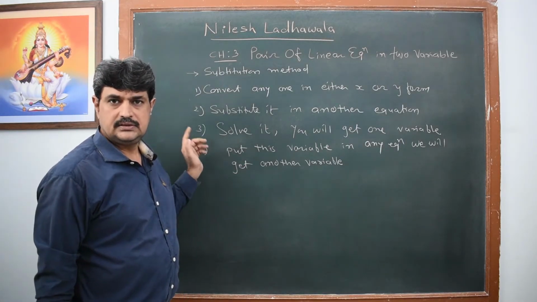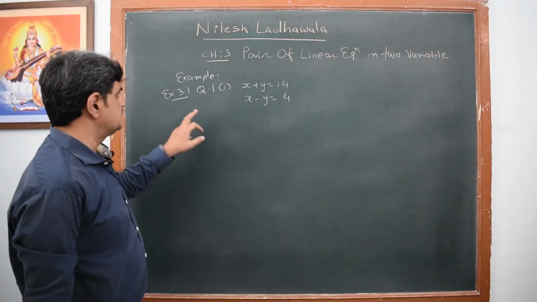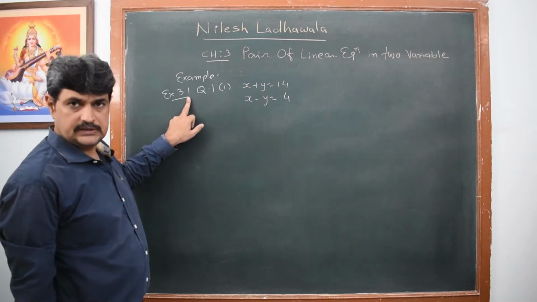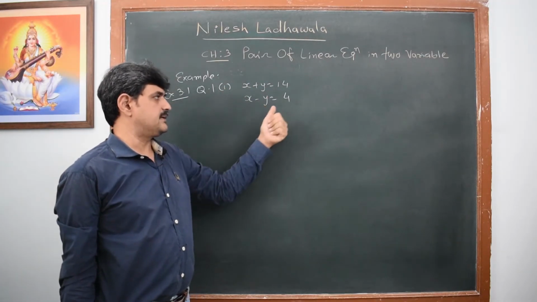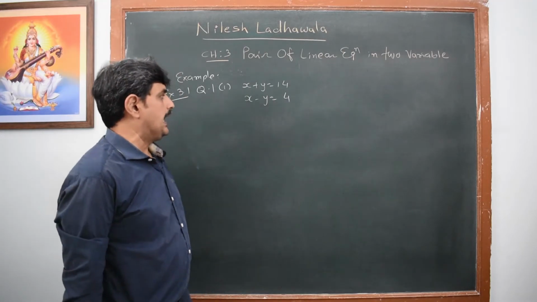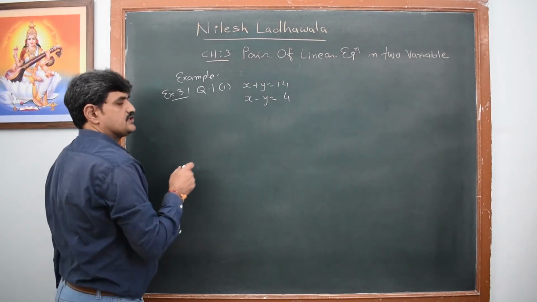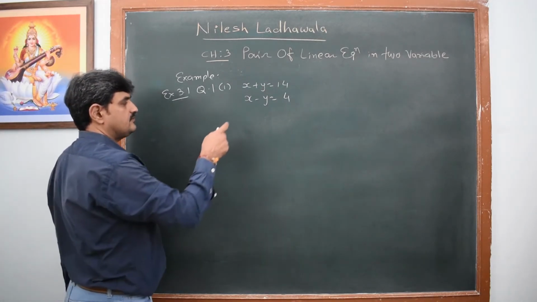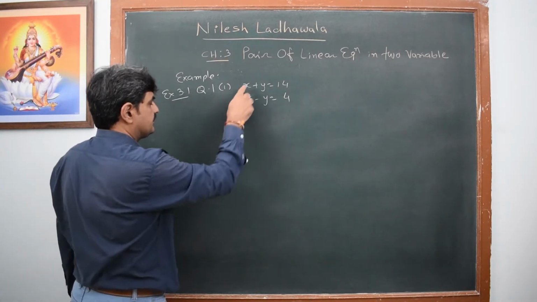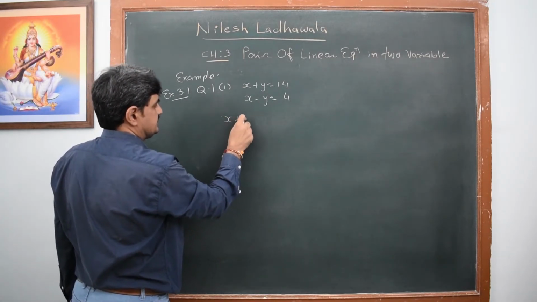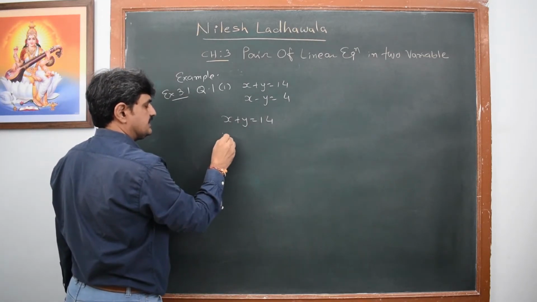Now we will learn such an example. Now we will do the sum of exercise 3.1, question 1, the first sum. x plus y is equal to 14 and x minus y is equal to 4. I will solve it using the method of substitution. So as I have told you, first of all we have to convert any one equation in either x or y form. I will choose x plus y is equal to 14. I will convert it in x form.